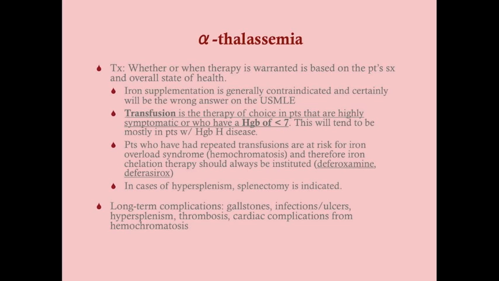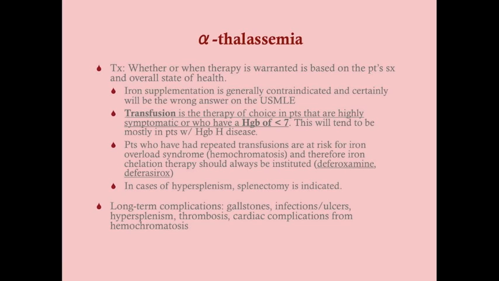another name for hemochromatosis, but this is not genetic hemochromatosis, this is iatrogenic hemochromatosis because we're causing it from the repeated transfusions, and we can simply treat that with chelation therapy to take the iron off of their blood. And we can use deferoxamine or deferasirox. If the patient goes on to develop hypersplenism, then a splenectomy is going to be indicated. And hypersplenism is very common in thalassemia.